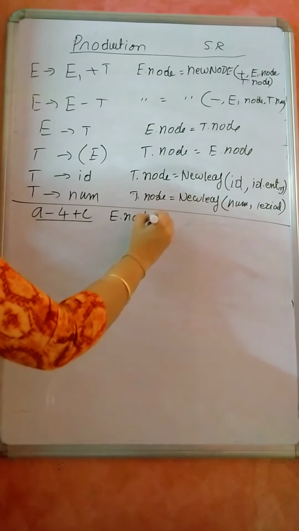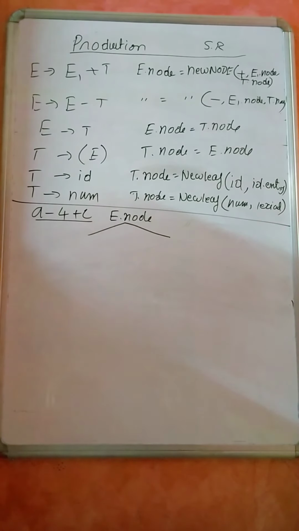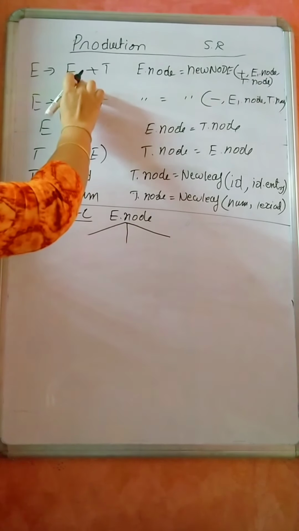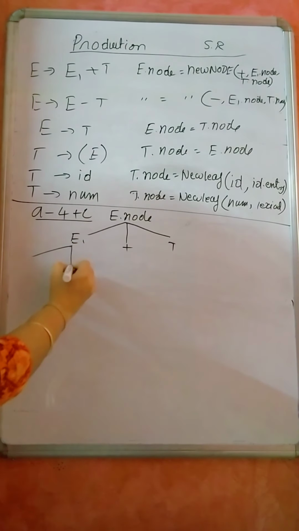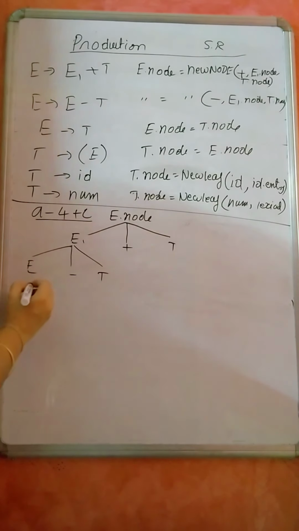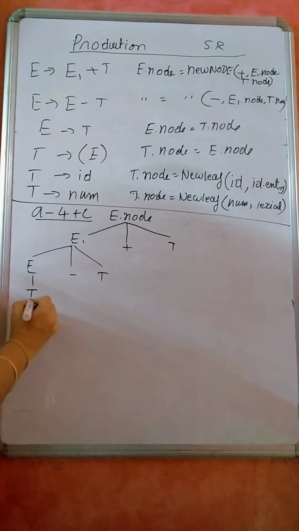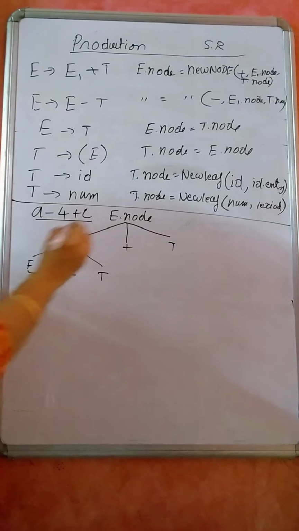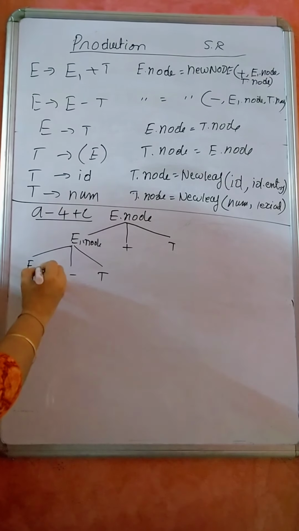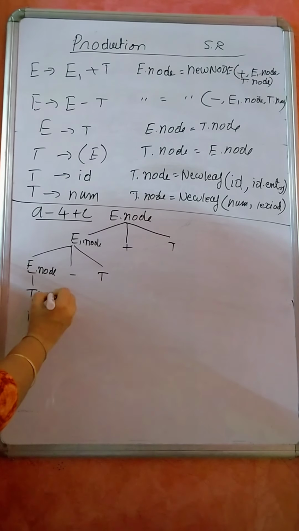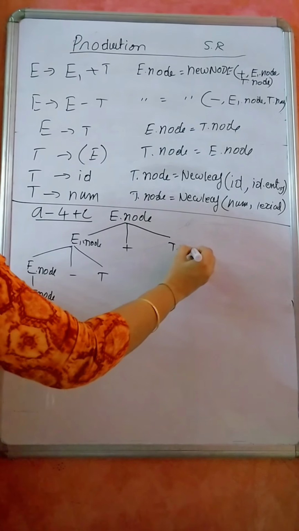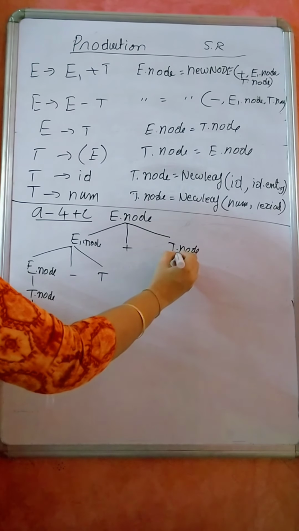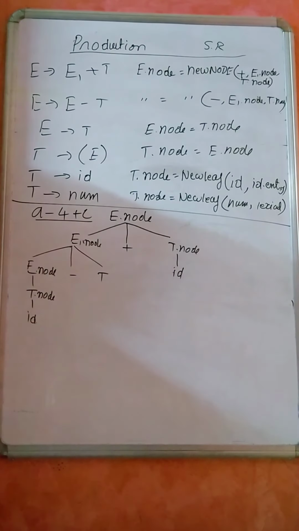So just to derive this particular string, that is E.node, determine which production I need to apply, that is this one. E.node is E1 plus T. Then this E will be replaced with E minus T. Then E has to be replaced with T and T has to be replaced with id. I will write this .node because these are the nodes now. This is not an annotated parse tree, I am just writing a parse tree. Then T.node. So here T is replaced with id.